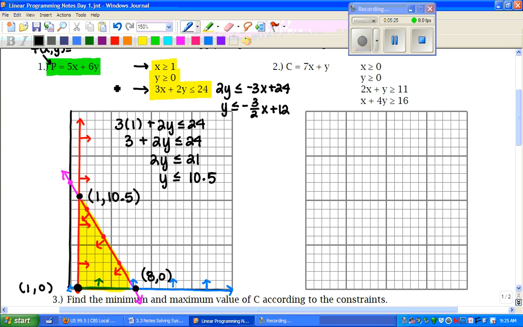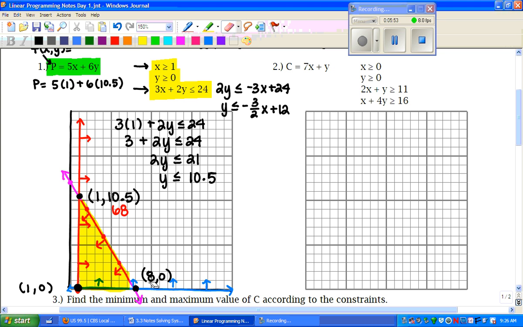In order to figure out your maximums and minimums, we go back to the objective quantity, that's the one highlighted in green, and we start plugging in these coordinates. So if I start at 1 comma 10.5, I'm going to plug in 1 for x and 10.5 for y. Take out your calculator, type them in, and it should give you 68.